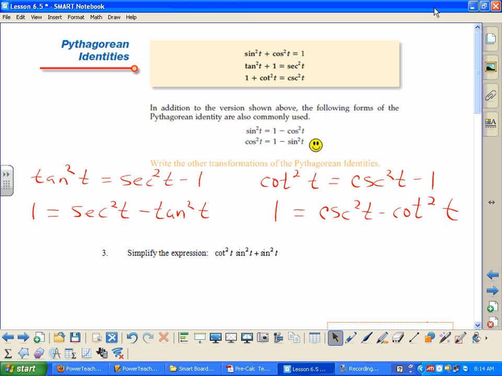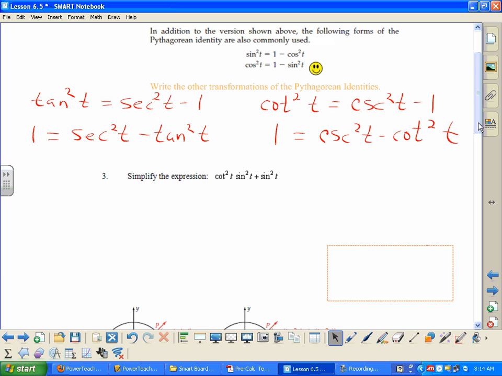So let's look at number 3. When we're simplifying expressions, we want to look for a couple of things. One, can I use an identity somewhere? Is there anything I can do to simplify what I see? Is there any factoring that can be done that might help me? So when you look at this one, cotangent squared times sine squared, plus sine squared. Do they have anything in common? Okay, they both have sine squared. So my first step is to factor out the sine squared. And then I'm left with cotangent squared plus 1.